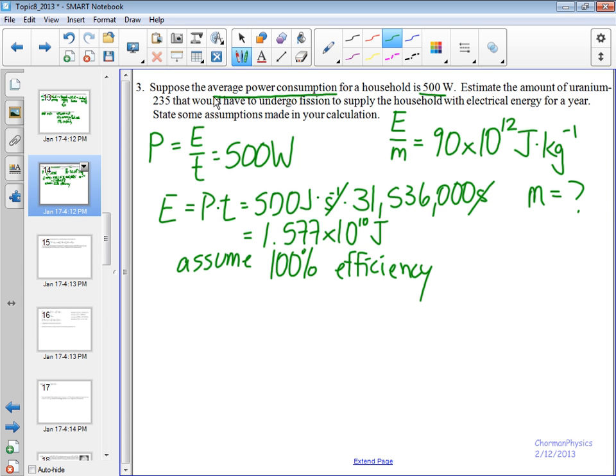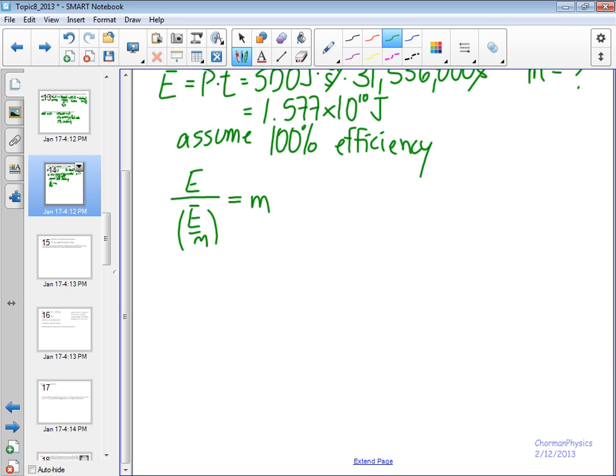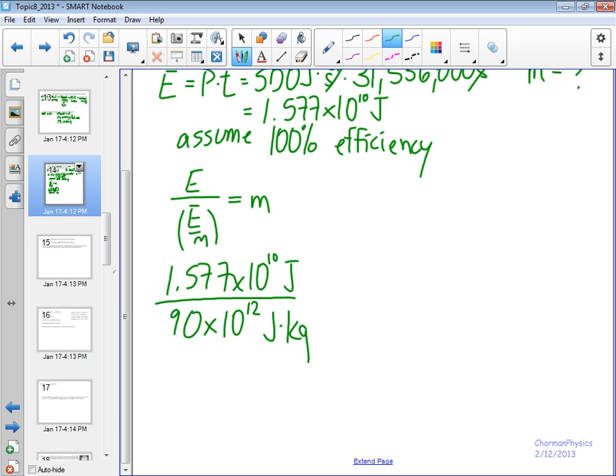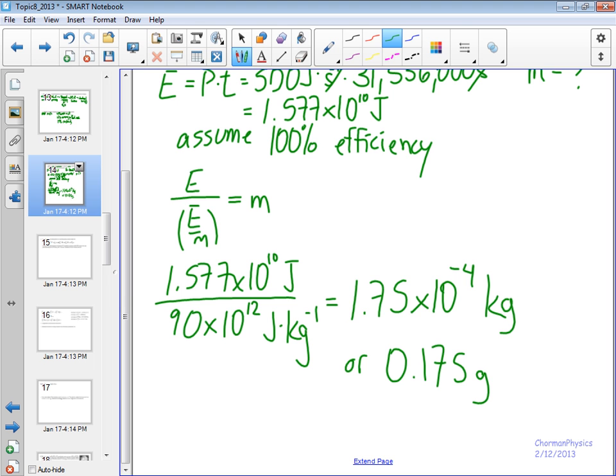So we have what we're looking for in the units there. We know what we want. That's how we know to use this. Given a certain amount of energy, if we take this energy and divide it by the energy density, that will leave us with the mass. So in this problem, all I need to do is take our 1.577 times 10 to the 10th joules, divided by this ungodly number for the energy density for uranium. And we see that for one household, all we need is 0.175 grams. When we get the units out like this, it looks like that. A very small amount of uranium to power a household for an entire year. It's pretty cool.